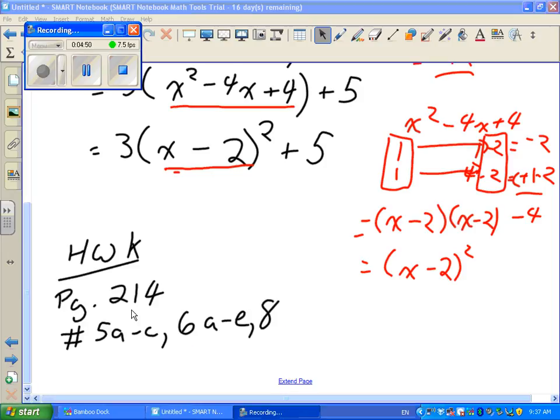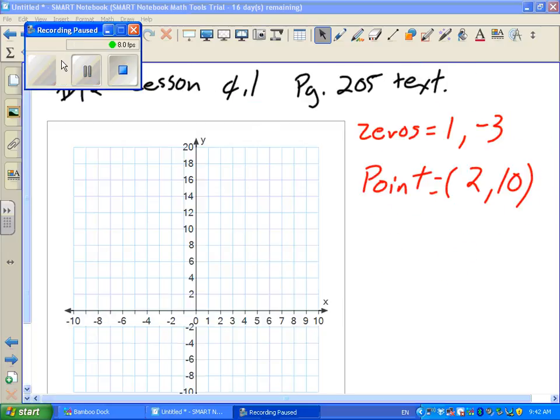Your homework for tonight is page 214. 5A to C, we've already done A, so it's just B and C. 6A to E in question 8.